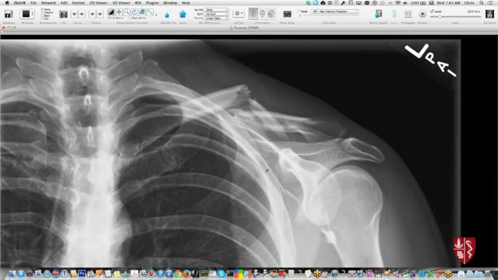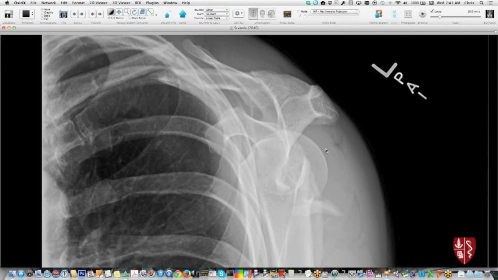What's not really normal is the scapula here, and if you look down, there's a linear sclerotic area here, there's some increased density here, and down in here. So it's not uncommon for patients to have multiple injuries about the shoulder girdle.